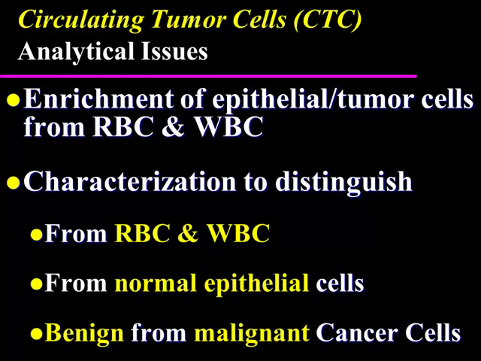Now, there are 2 or 3 issues about circulating tumor cells. One of those is to enrich them from the sea in which they find themselves, the millions of white cells and billions of red blood cells and platelets within a 10 cc tube of blood, for example, and then to characterize them and make sure you aren't actually measuring red cells or white cells or normal epithelial cells or benign from malignant cancer cells. And these are all huge challenges.